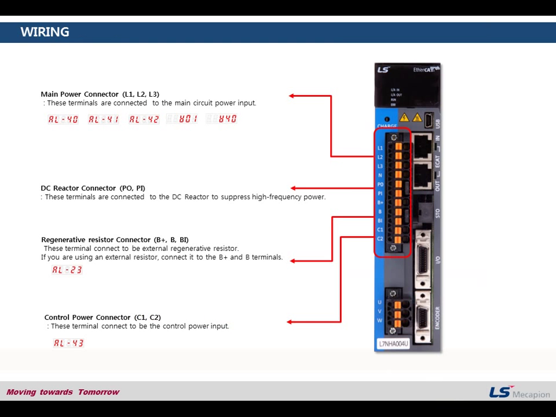So we have checked the main power connector that includes L1, L2, L3. And if you need to use DC reactor, please use the terminal PO and PI. And regarding external regenerative resistor, B plus, B and BI should be checked. To input control power, you can use C1 and C2.